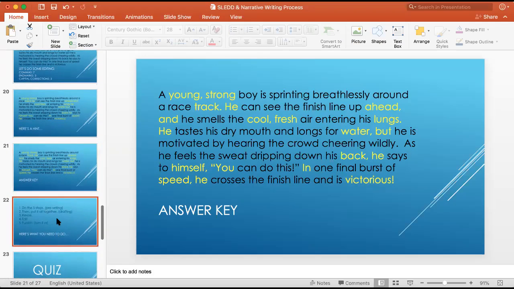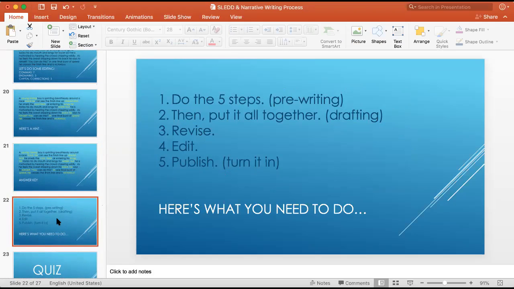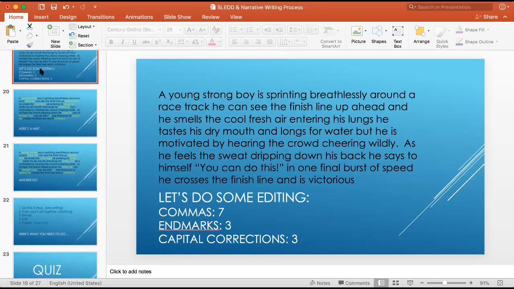Okay, so what is it that we need to do again? Number 1, we do the 5 steps. That's our pre-writing process. Number 2, we put it all together. That's our drafting. Then we revise, then we edit, then we publish or turn it in. Now, again, when you're revising at this point, I would only have them revise for adjectives, adverbs, and strong verbs. And then if they want to add any additional details or concluding sentences, they can. For editing, I would choose probably these things right here: commas, end marks, and capitalization. Unless you have an advanced class and they're ready for something more, then of course do it.